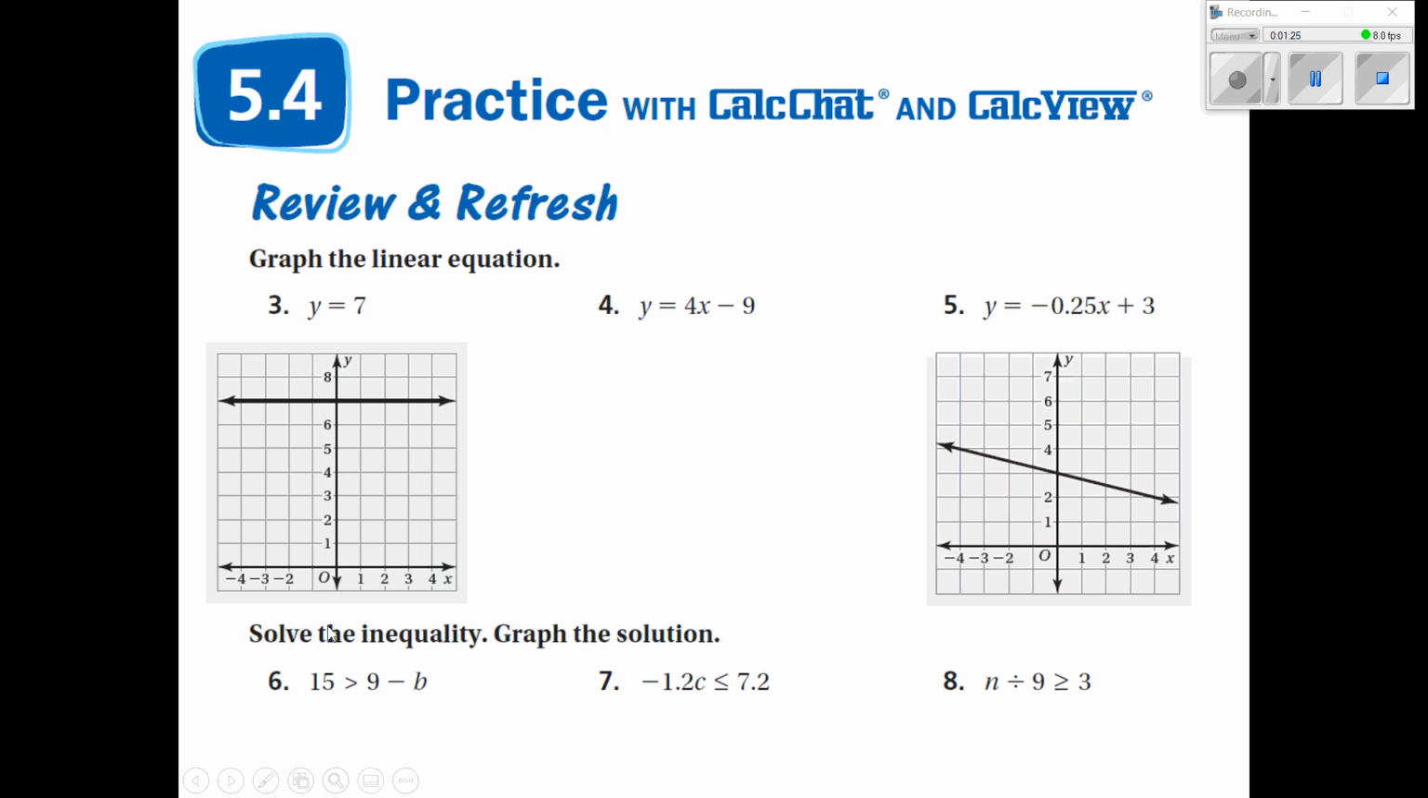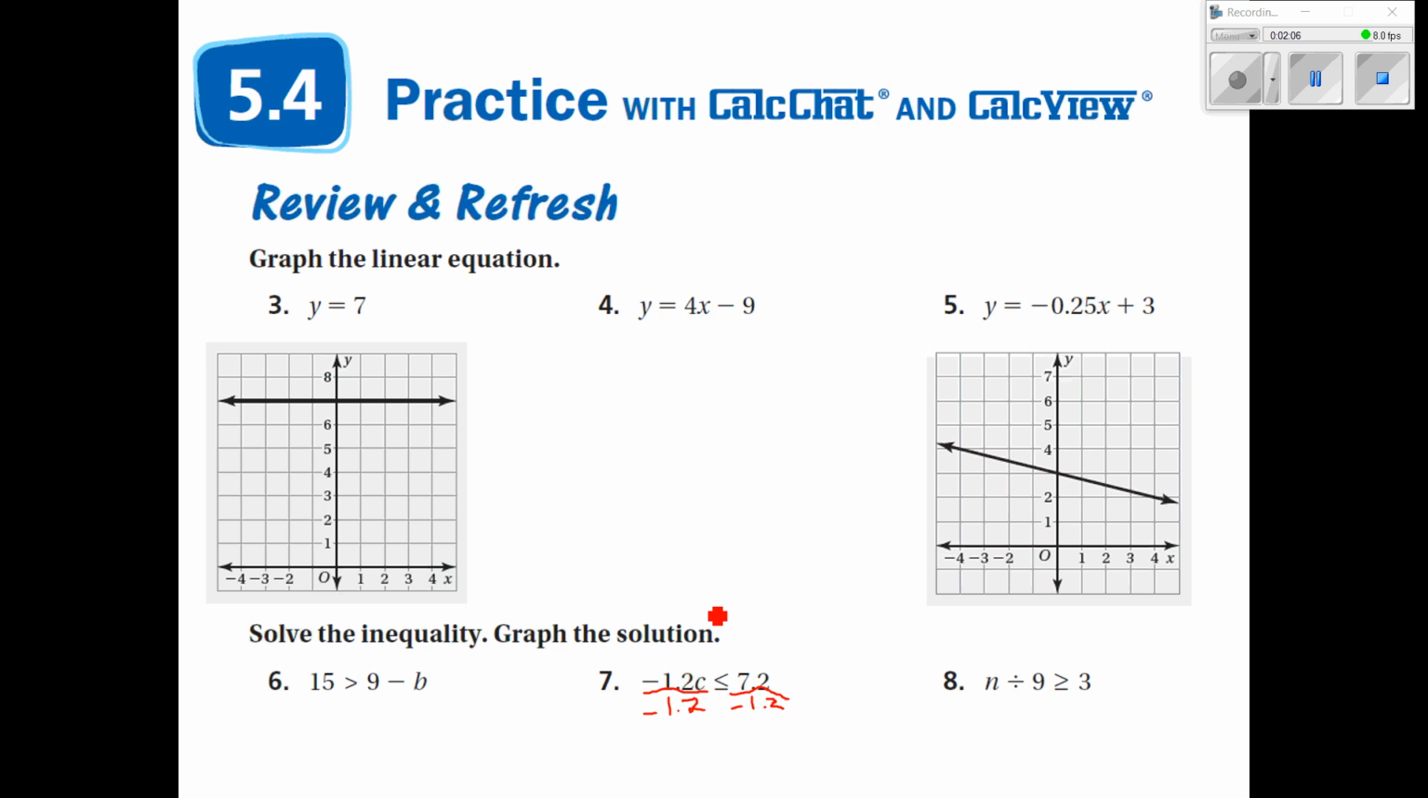Okay, let's go to number 7. It says solve the inequality, graph the solution. I'm graphing negative 1.2c is less than or equal to 7.2. I realize that I'm solving this just like an equation. I'm going to have to divide my negative 1.2 away from c, which means I'm going to divide 7.2 by negative 1.2. We can look at this as like 12 and 72, and I'm thinking about 6 times.